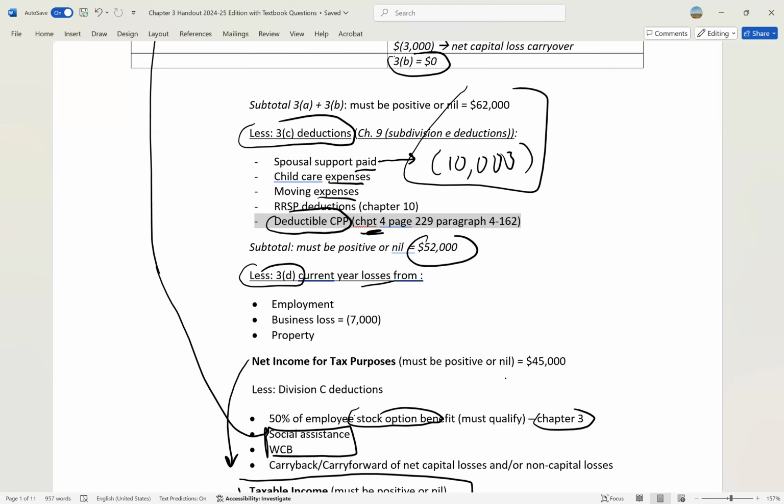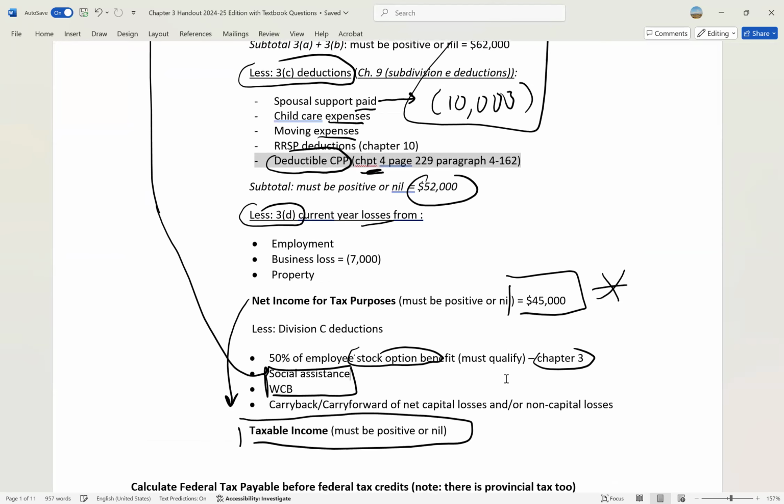But the reason that they're included in net income is because the government wants to know your total income for the year. That's your net income for tax purposes. And net income for tax purposes, even though you're not calculating your taxes on that subtotal, is used quite often to see if you qualify for certain government benefits. So when we went through COVID and they were giving COVID benefits, they were looking at the net income for tax purposes that was reported on the individual's tax return, not the taxable income, to determine if they qualify for those government benefits.